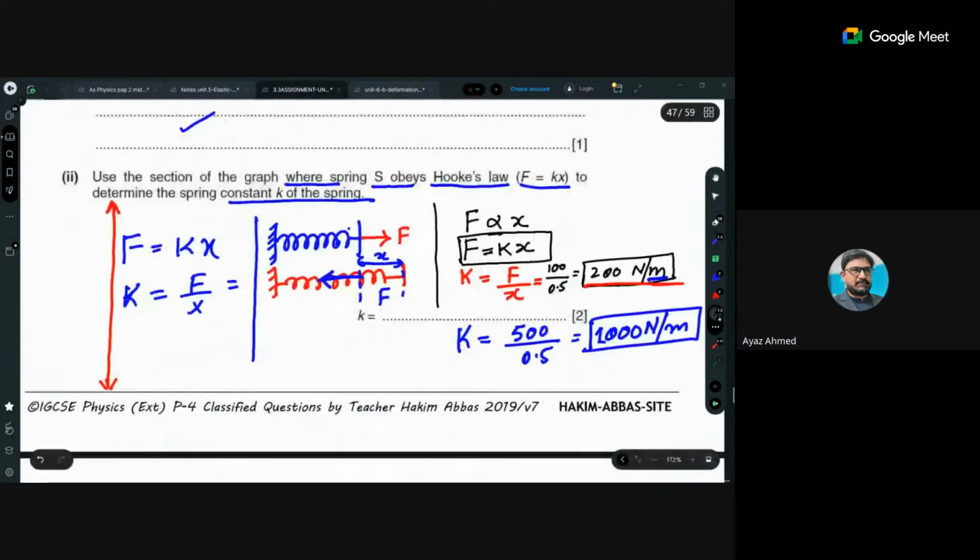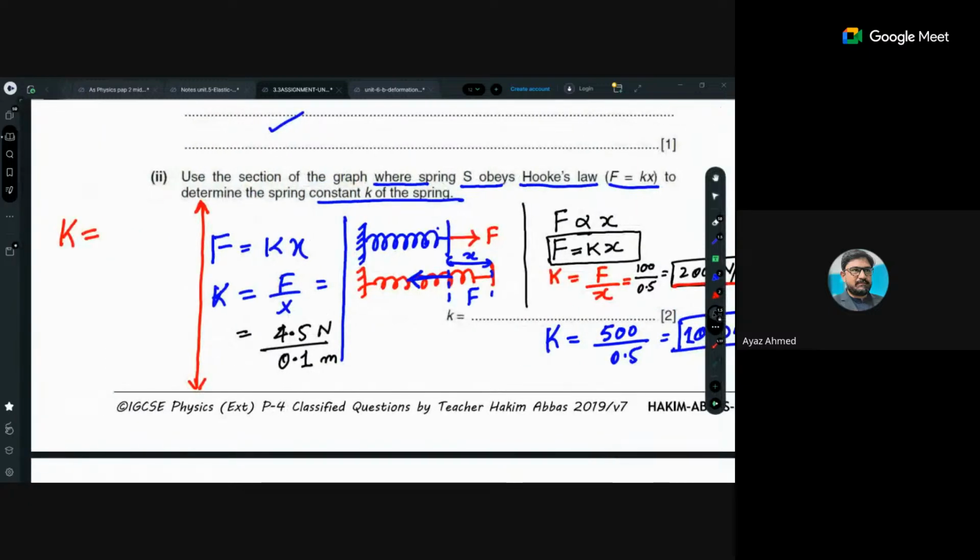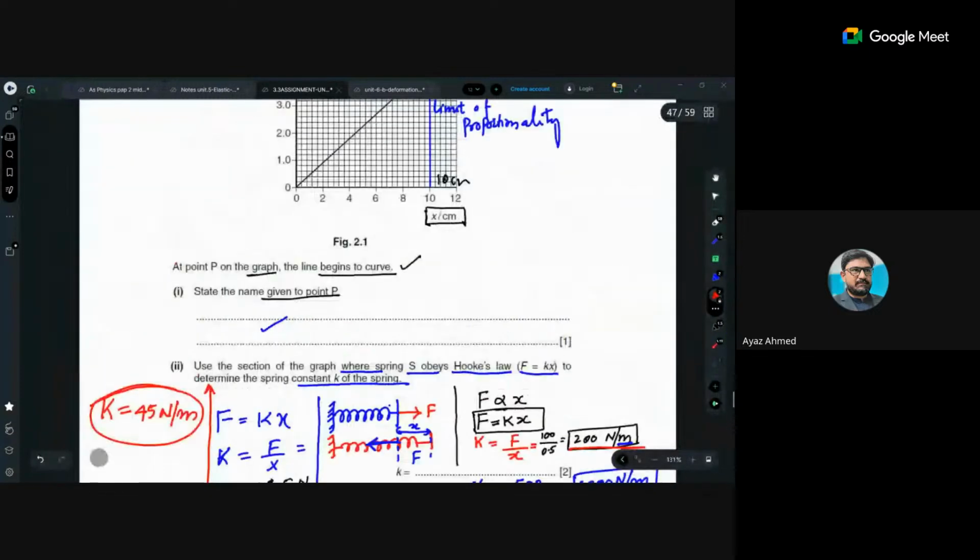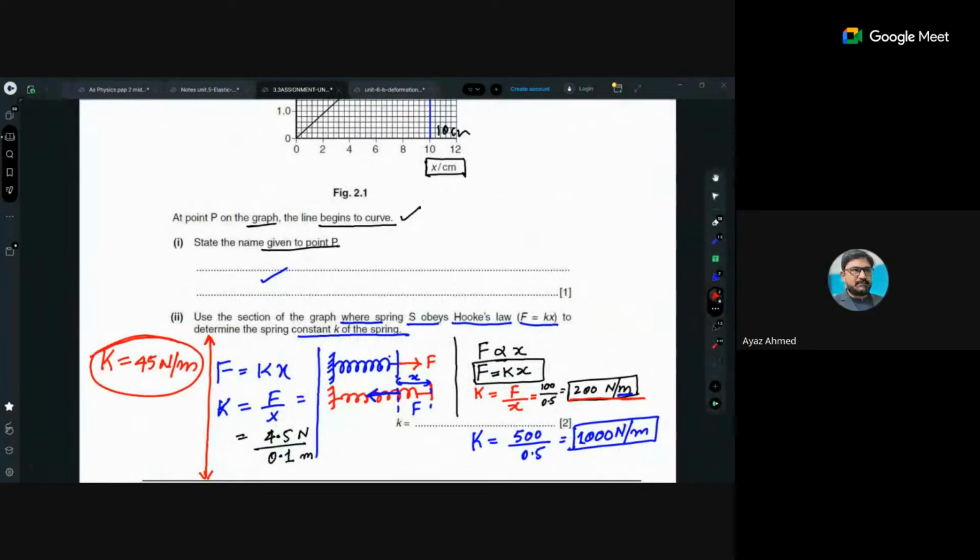So now put the values. Your F is 4.5 and extension is 10 centimeter. 10 centimeter equals how much? 0.1 meter. Okay, is it clear to you? Yes, sir. So what value of K will come? 45. Yes, 45 Newton per meter. Done. Yes Mirab, is it clear? Yes, sir. Yes, it's clear.